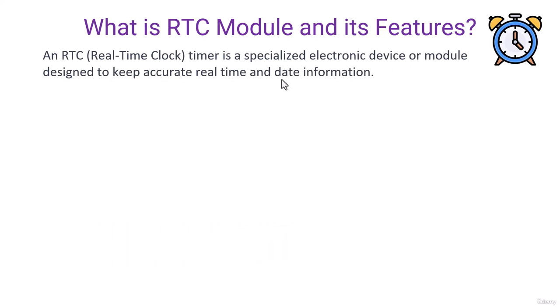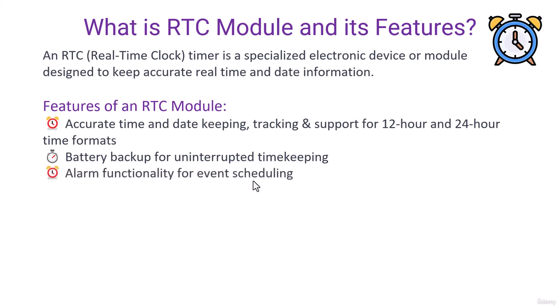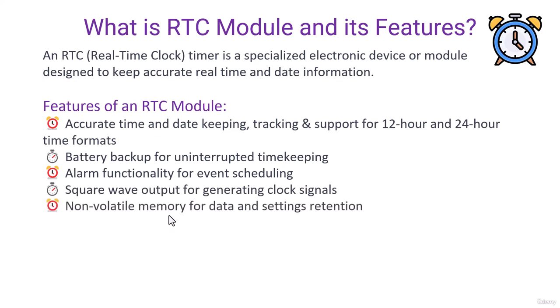This RTC module offers some features. The first feature is accurate time and date keeping, tracking, and support for 12-hour and 24-hour time formats. They can find out the time, record the time, as well as track the time. They provide battery backup for uninterrupted timekeeping, alarm functionality for event scheduling, and a square wave output for generating clock signals. This can also be obtained from this module. Non-volatile memory for data and setting retention: it can store the data and the settings even if the main power supply is cut off.